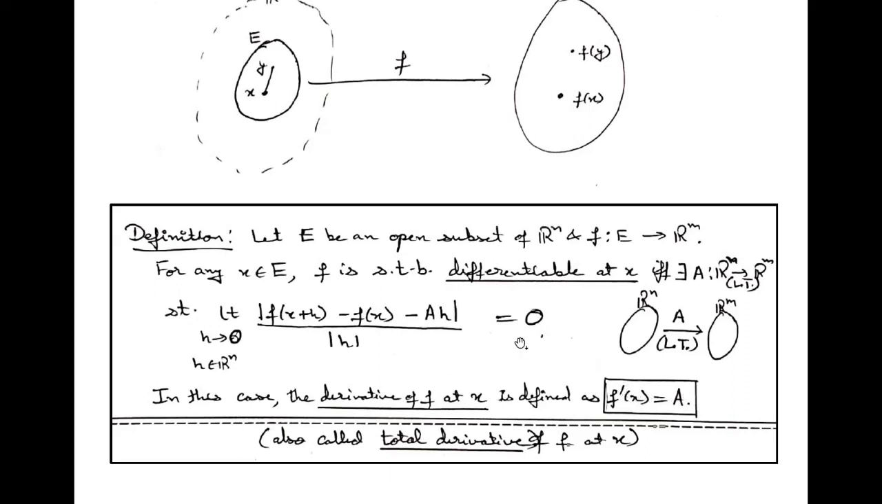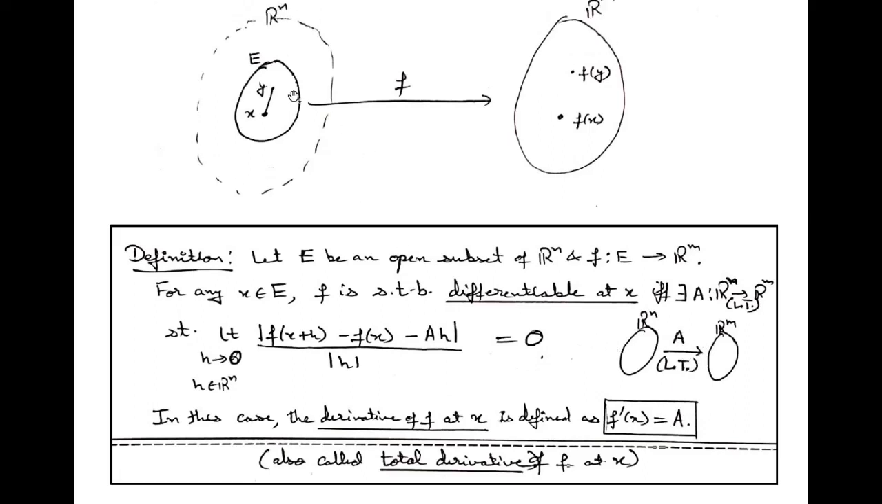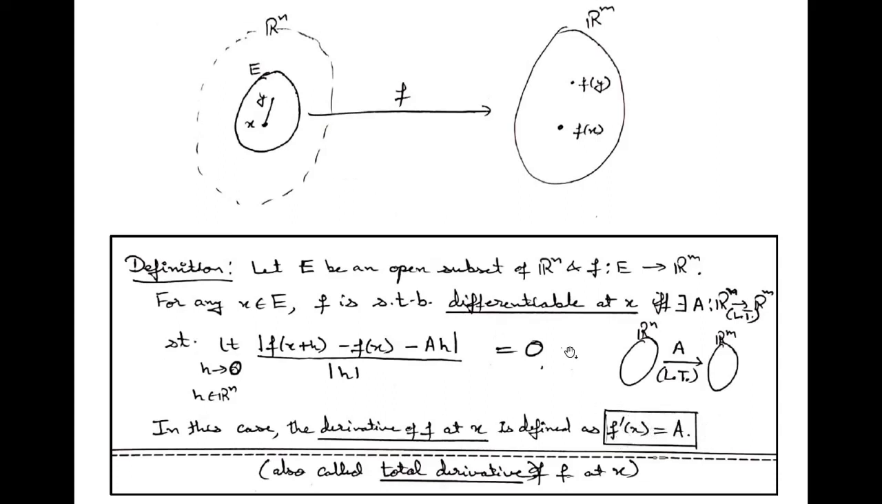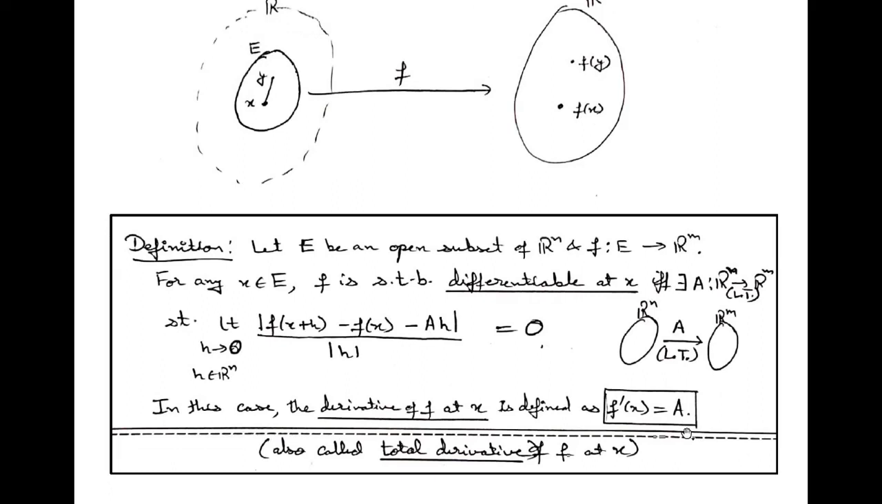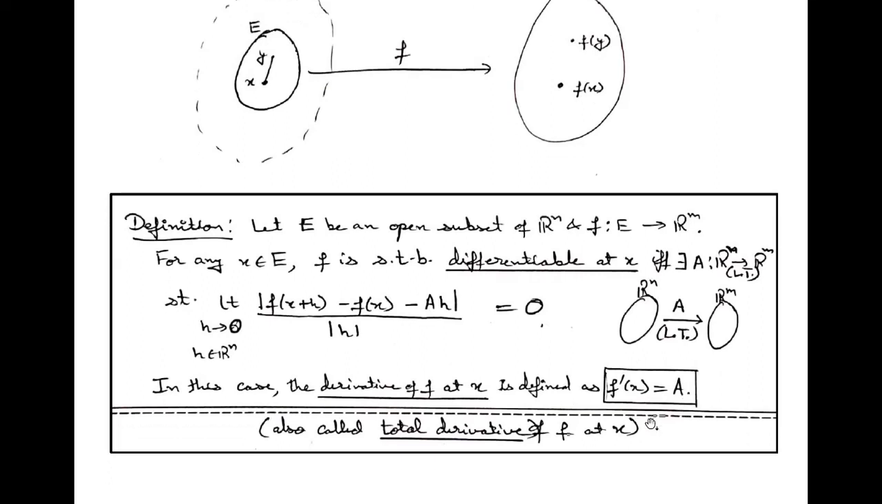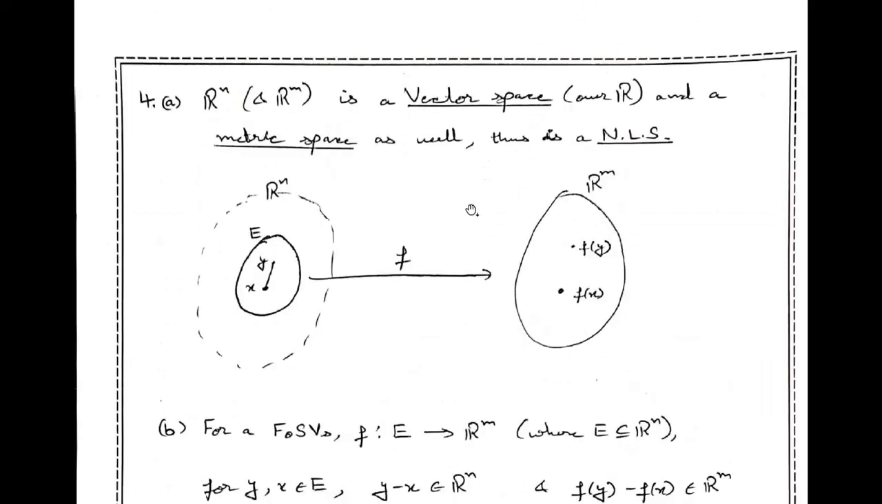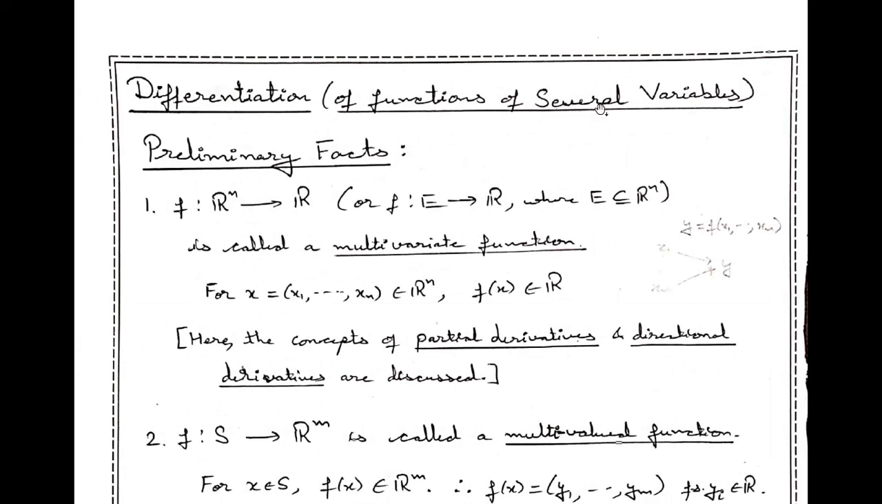So what happens here is that for as many points in the domain as the function f is differentiable, that many linear transformations correspond to their derivatives. So corresponding to each derivative of the function of several variables at a point x, there corresponds some linear transformation. That is all about the fundamental and basic definition of differentiability of a function of several variables. So that is how we discussed this topic.